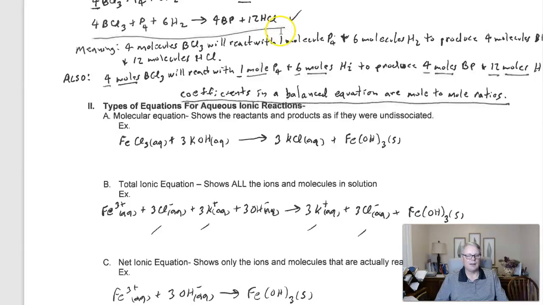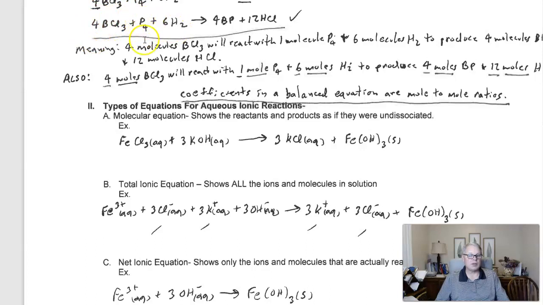All right? Okay. Last thing here, hypothetically, let's say I had 6.022 times 10 to the 23rd molecules of P4 here. How many molecules of BCl3 do you think would react with that? Well, for every one of these, 4 of these react, right? What if I had 2 of these? I guess 8 of these would react. If I had 3 of these, 12 of these react. See, it's always 4 times as many, right?